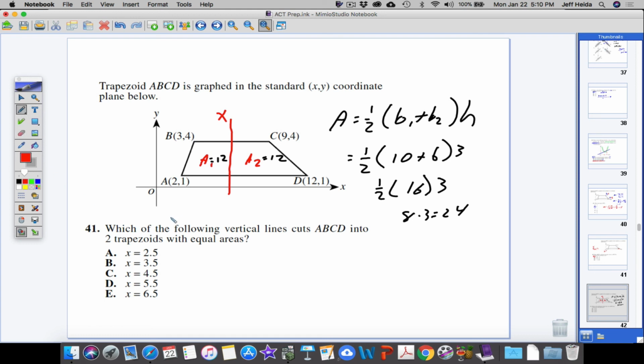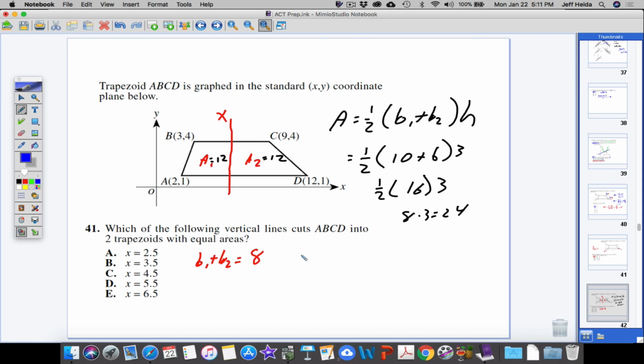Putting your thinking cap on. If the area needs to be half the size and everything remains the same except B1 and B2, B1 plus B2 has to be half the length. So 10 plus 6, that's 16. So B1 plus B2 has to be 8.